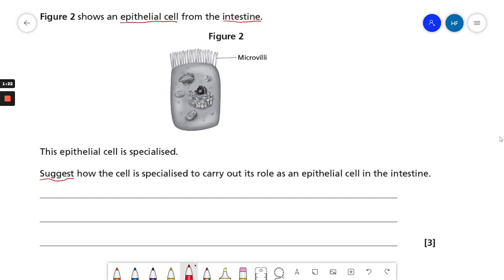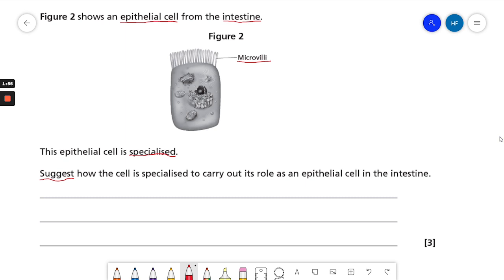We've also got the term specialised. And remember, this tells us that this is a cell that is adapted to carry out its job. Now let's have a little look at the diagram. I can see we've got microvilli labelled here. And these are tiny hair-like structures that stick out from one side of the cell. And they're a great adaptation because their hair-like shape increases the cell surface area and increases the rate of the absorption of nutrients.